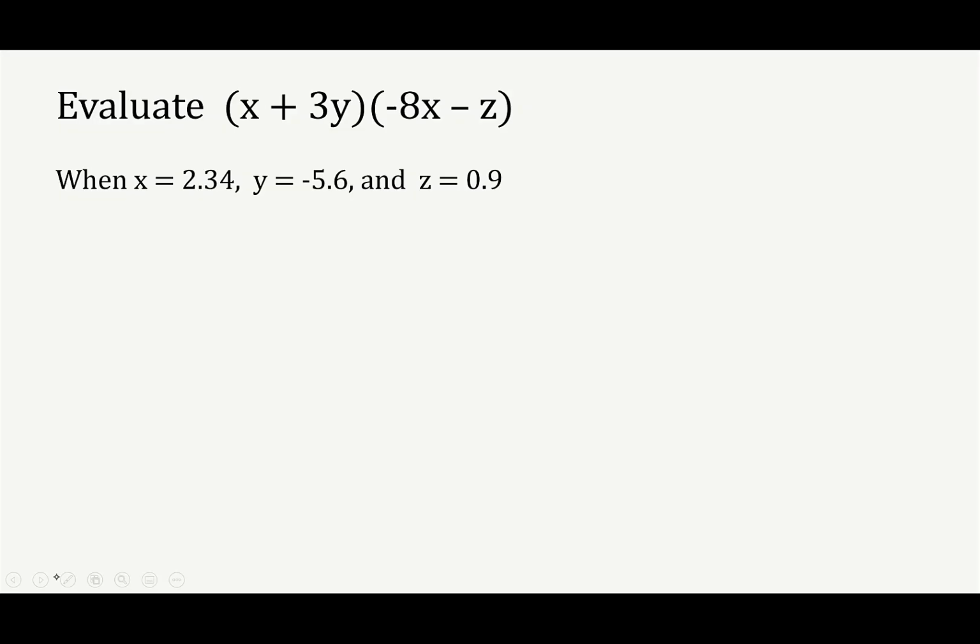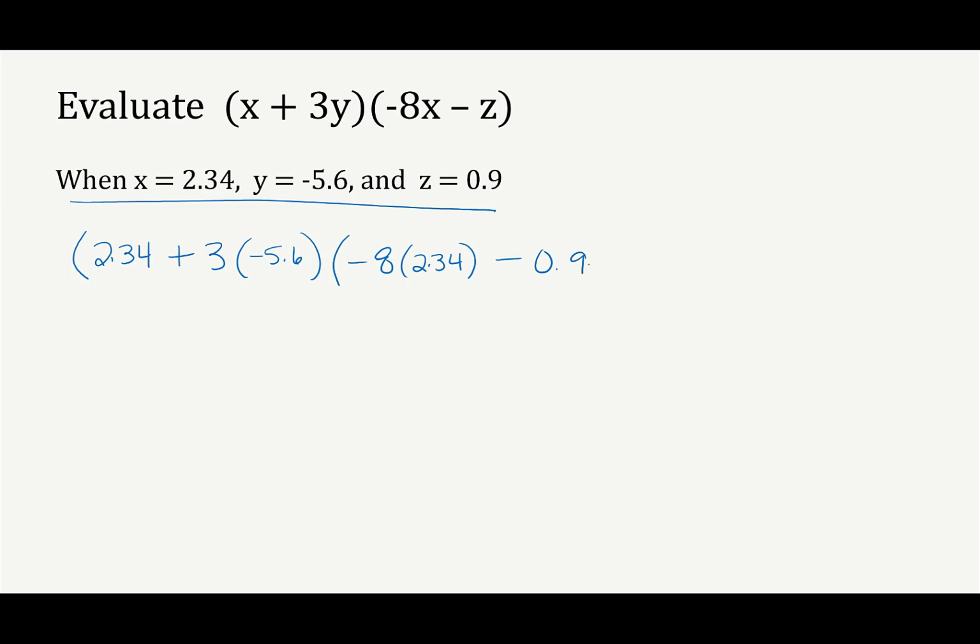The first question is to evaluate the expression x plus 3y times negative x minus z when x is 2.3, y is negative 5.6, and z is 0.9. The first thing I want you to do is to switch out each letter with the value that's given to us. And so first, we'll say 2.34 plus 3, y is negative 5.6, and then times negative 8. Again, x is 2.34 minus 0.9. I'm going to darken in the original parentheses.